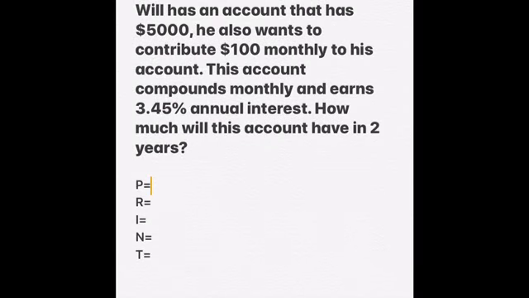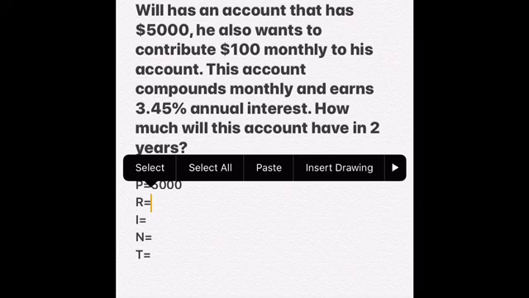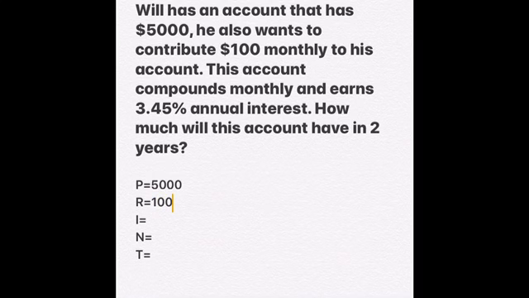Will has an account that has $5,000 in it. He also wants to contribute $100 monthly to his account. This account compounds monthly and earns 3.45% annual interest. How much will this account have in 2 years? P equals 5,000, R equals 100, I equals 3.45%, N equals 12, and T equals 2.